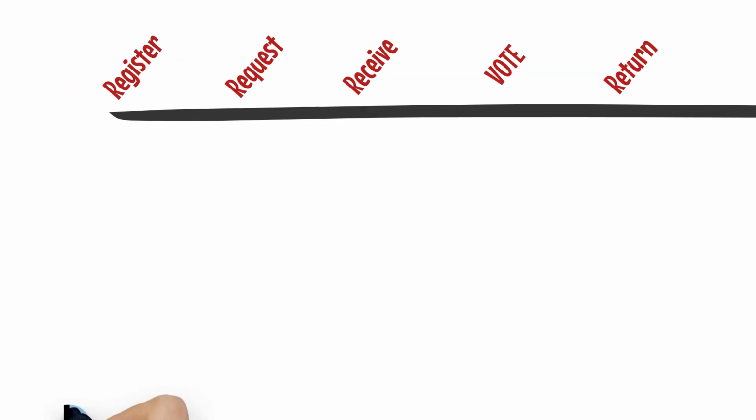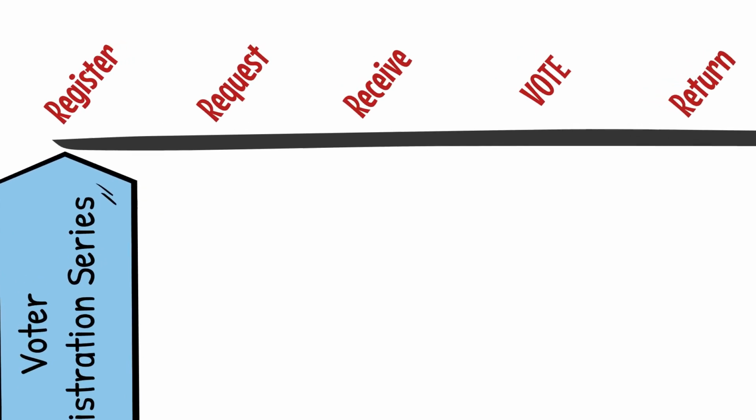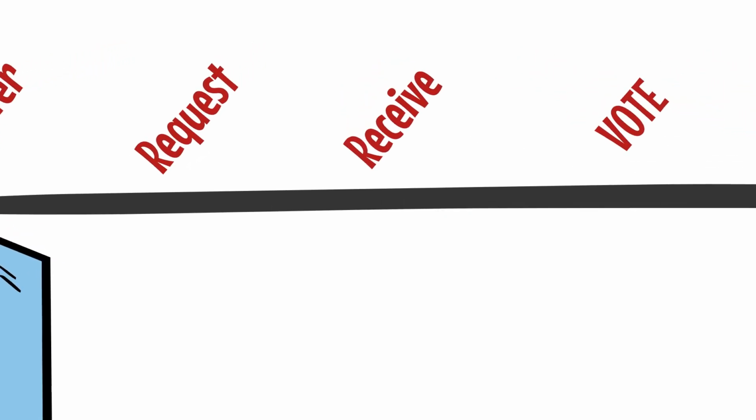The first step in any voting process is registration. This is the step that allows the election official to follow the voter through the voting process. It also ensures that eligible voters can request and receive a ballot. That brings us to our next steps, requesting and receiving a ballot. These 2 steps obviously must happen before a voter can cast a vote.